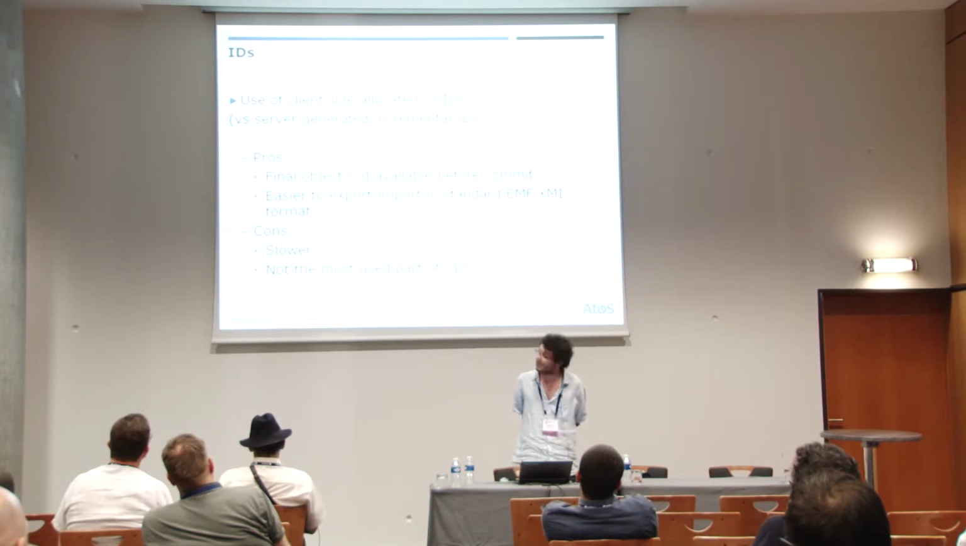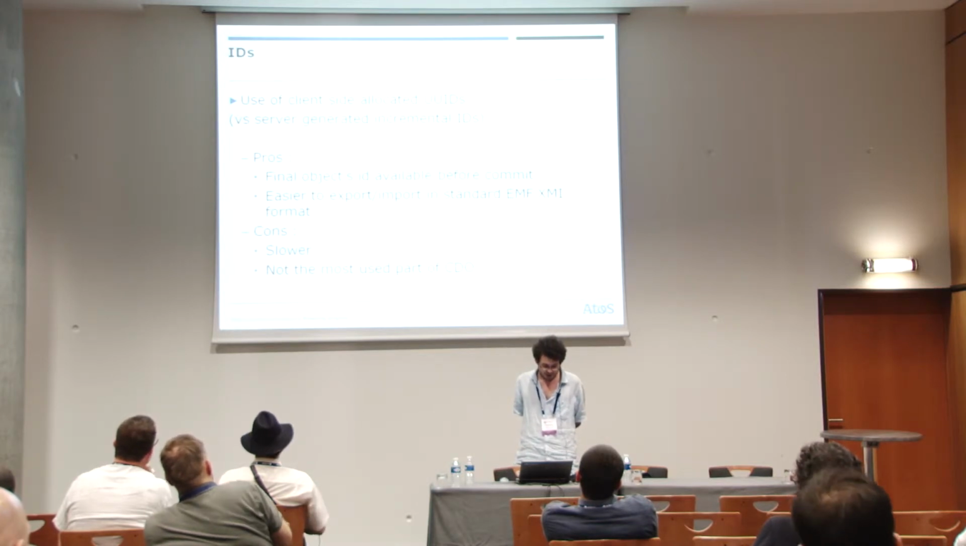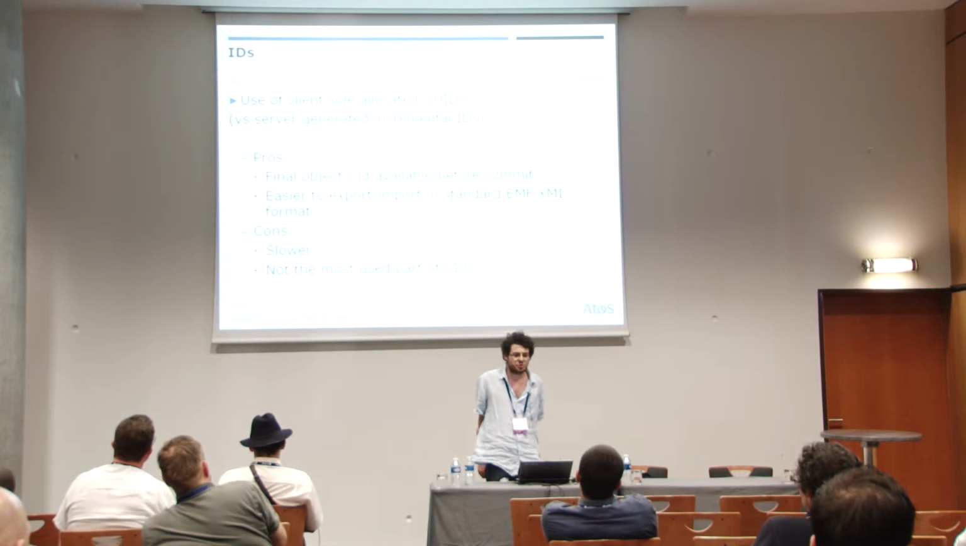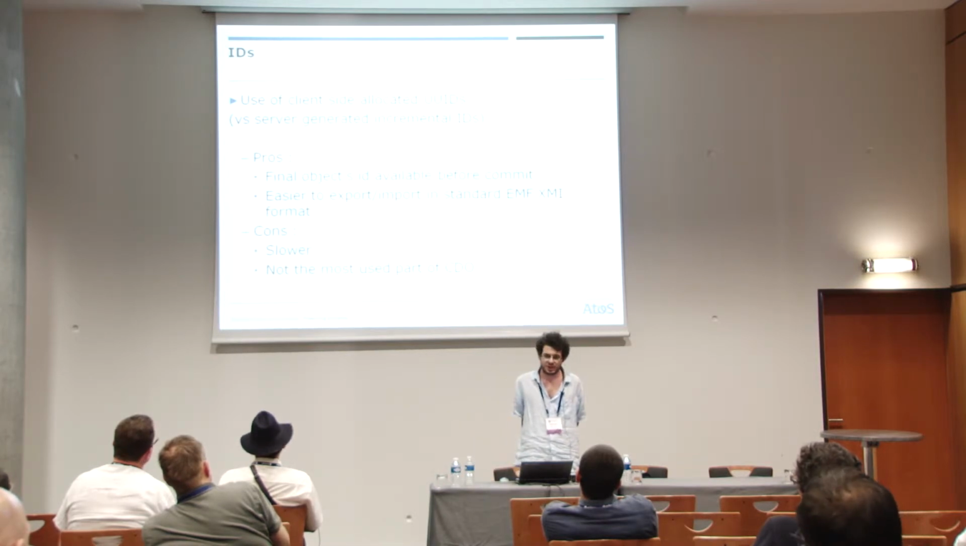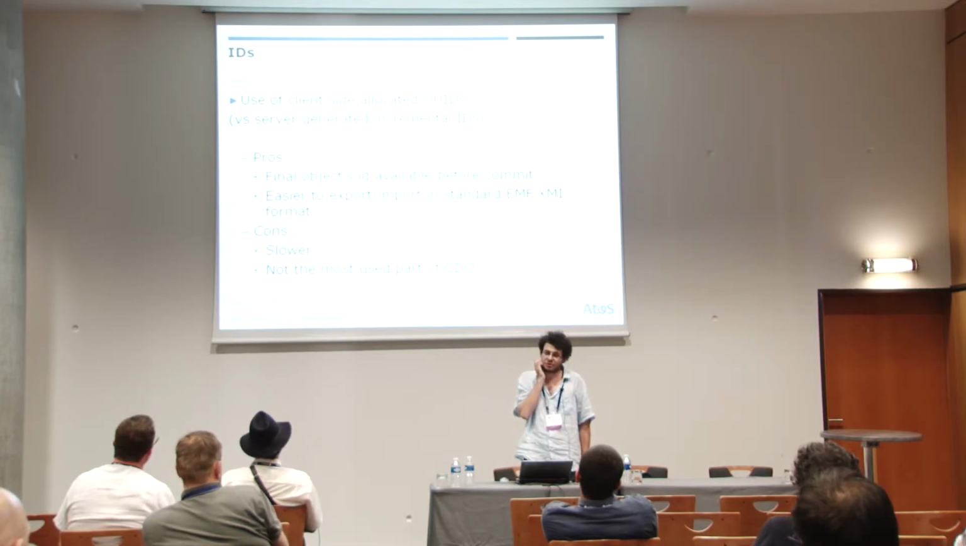So we chose to use client-side allocated unique IDs. Why? Because it's easier to work with exports from the EMF standard format, because they already use uniquely generated IDs. The other solution is to use server-generated IDs, which is faster because it's an incremental integer ID, so it's faster to index and so on. But you need to do a round trip to the server when you create an object to retrieve the ID. So with client-side IDs, you can play with the object ID before going to the server.